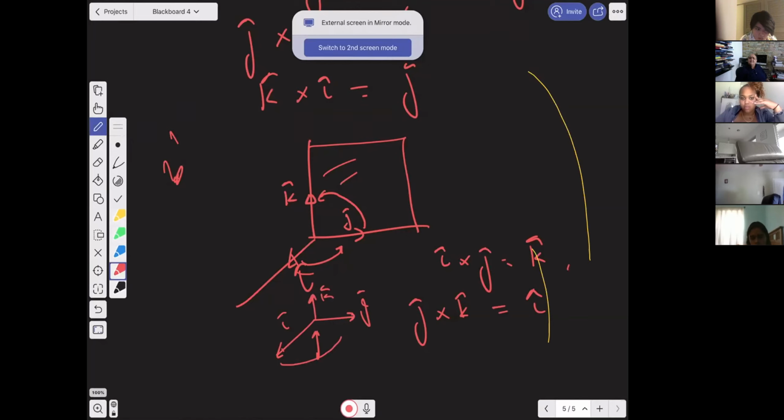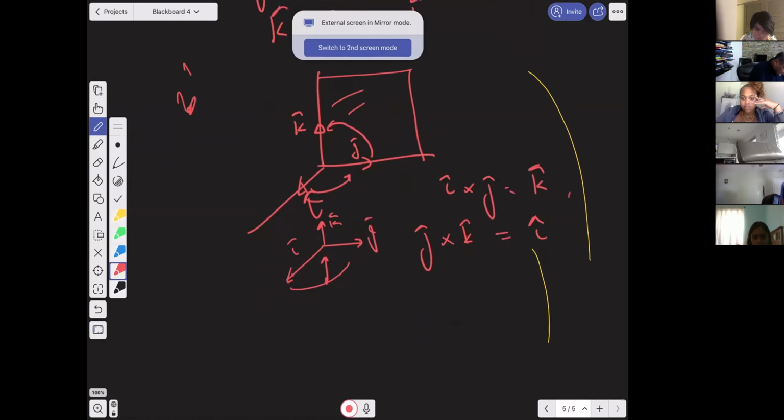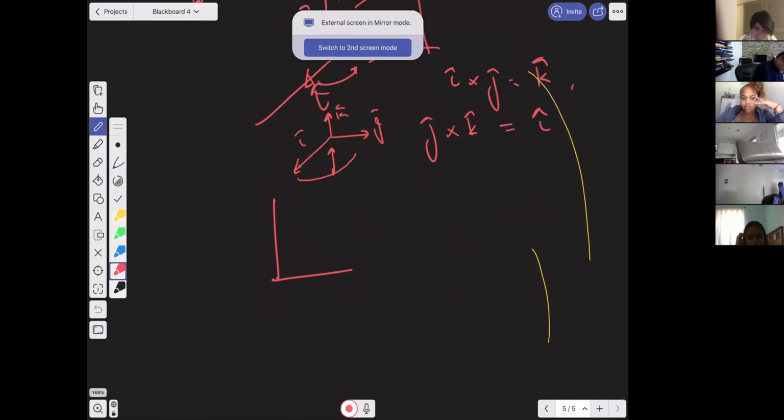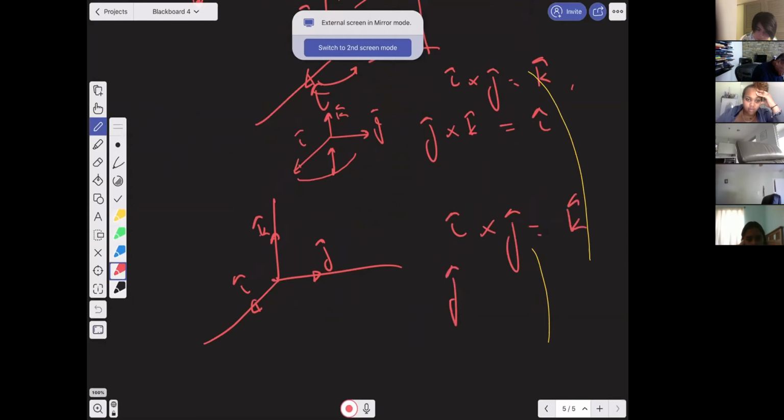Can you show us an example where it's negative? Yes, of course. So this is I, this is J, and this is K. If I rotate I through J, it will be K. But if I rotate J through I, meaning I take this vector J and rotate it like this, it will go down, minus K.